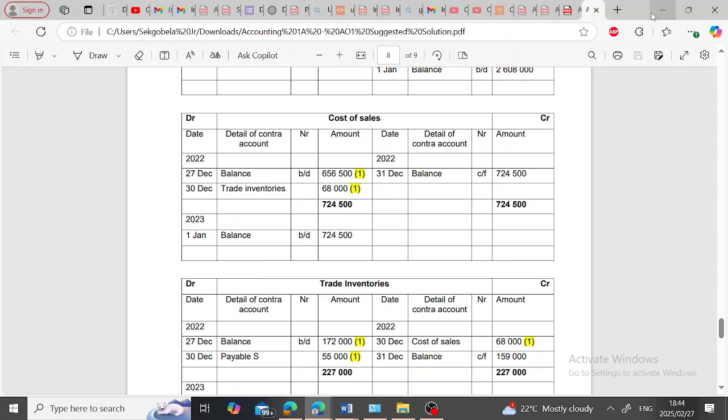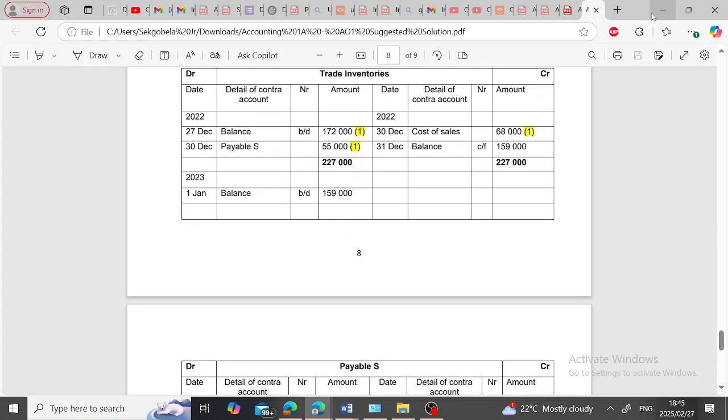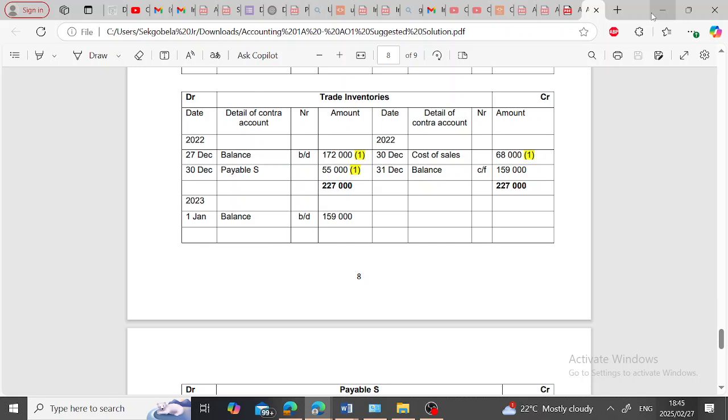Cost of sales, right? This is our opening balance, 656. Then trade inventory. Did we have anything on the credit side? No. So which side is greater? 724,000. Again, there's no need for this. It's a temporary account. Are you following? Yes. Sharp. Now, please focus. No, like literally focus.